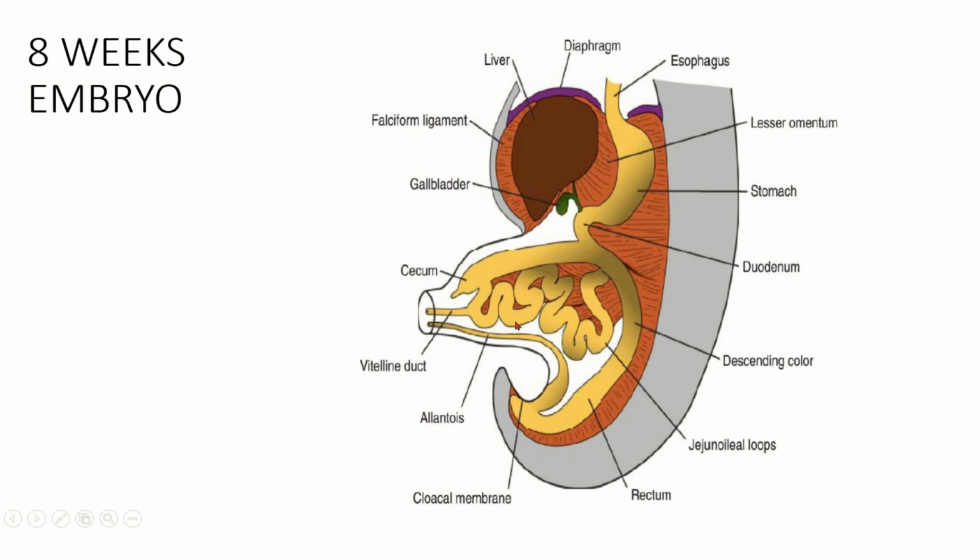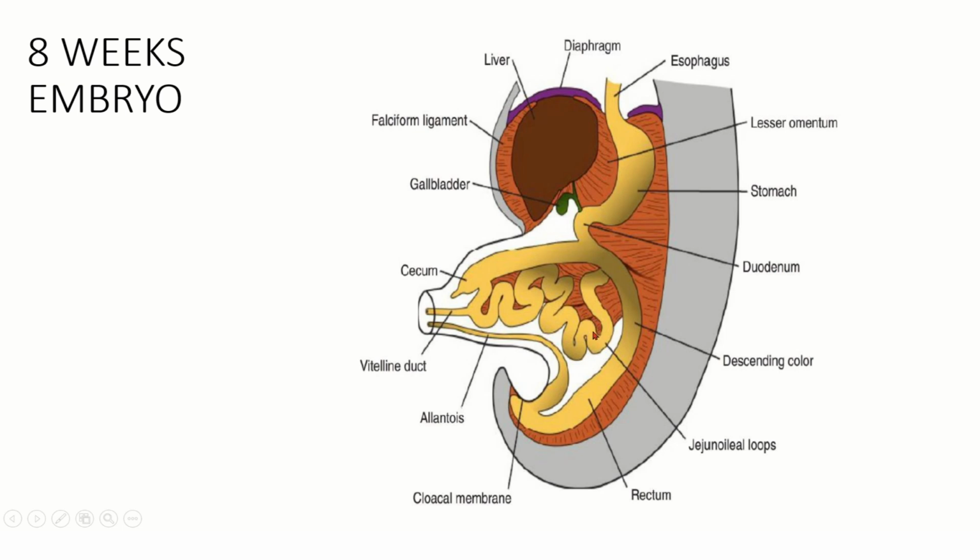Then what happens? You can see it is approximately an 8 weeks embryo. So there occurs the remaining 180 degrees of rotation. That means total midgut rotation is 270 degrees. Initially we have seen 90 degrees counterclockwise rotation. Now the remaining 180 degrees counterclockwise rotation is occurring. The first part to enter back into the abdominal cavity after physiological herniation is the jejunal loops, which will go to the left side. And the last part to enter will be the cecum, which will go to the right side.